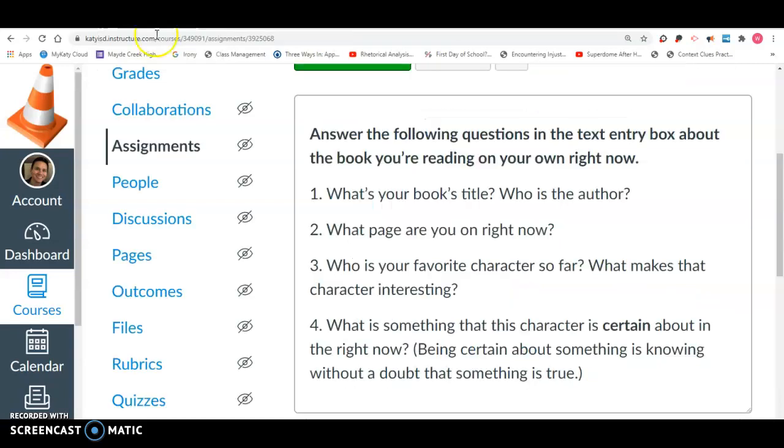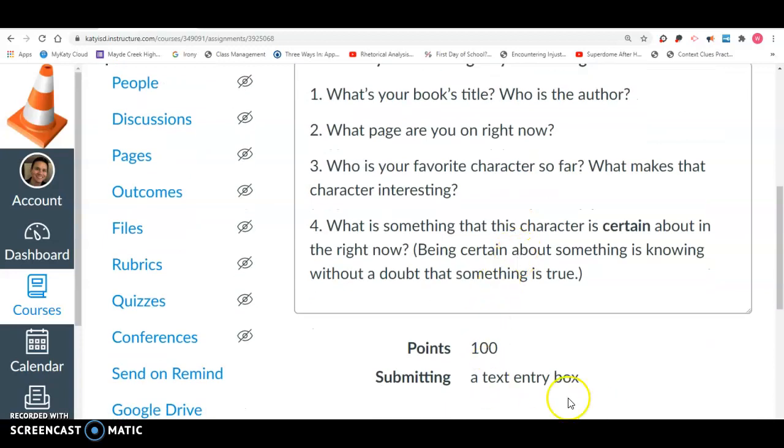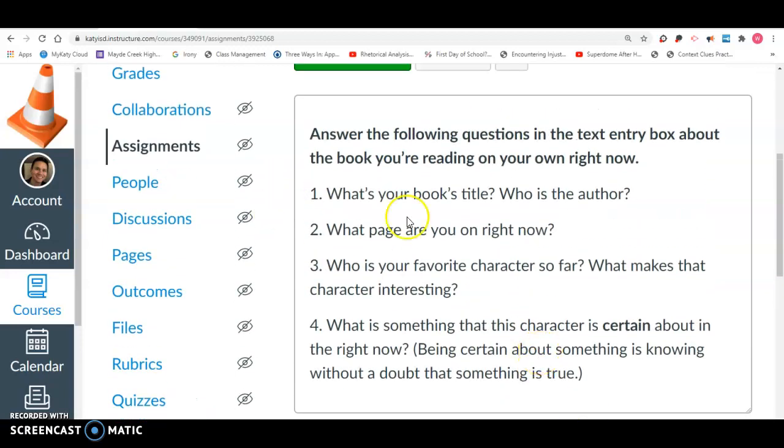Quick write prompt is here. There are 4 questions. Make sure you type it in the entry box below it. Again, 4 questions. Not a lot. Make sure you're typing in complete sentences. Make sure you give details.